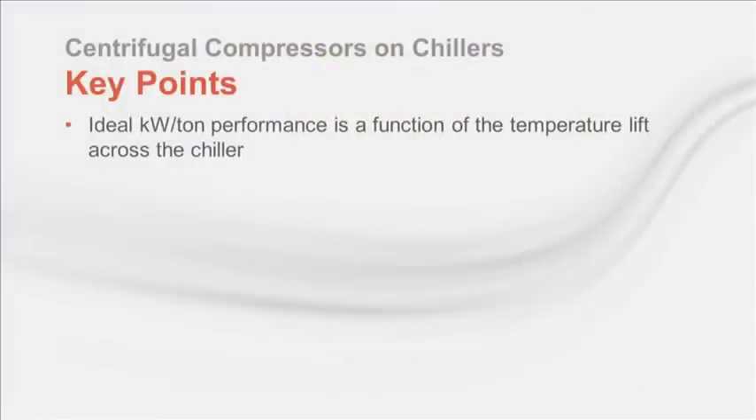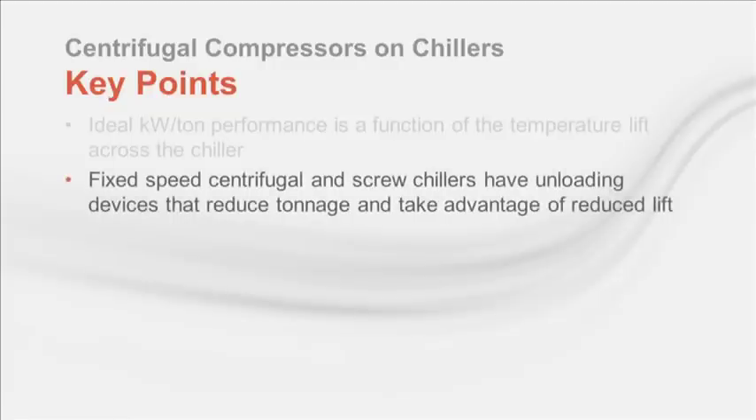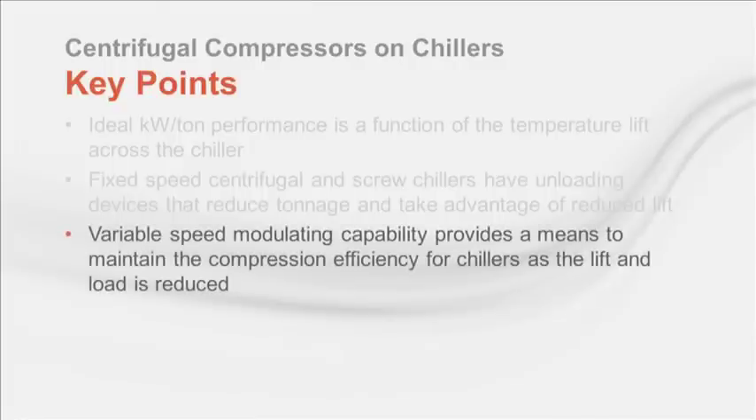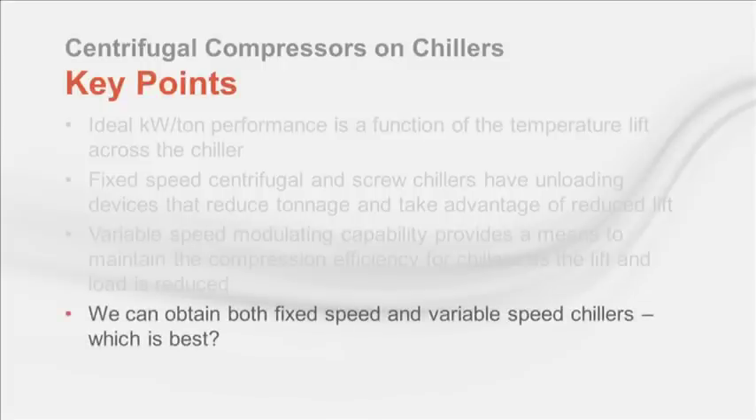1, to develop mathematical relationships for chiller energy use, we need to develop an idea of how work varies with different operating conditions. This first point addresses the amount of work a chiller needs to do and how the lift across the chiller is just as important as the chiller tons. 2, modern fixed-speed centrifugal and screw chillers have mechanical capacity modulation devices. How good are they? 3rd, variable speed is another form of modulation. How does this option fit in, and what performance advantage does it have? And lastly, given that we can obtain both fixed-speed and variable speed chillers, how might one decide which is best?